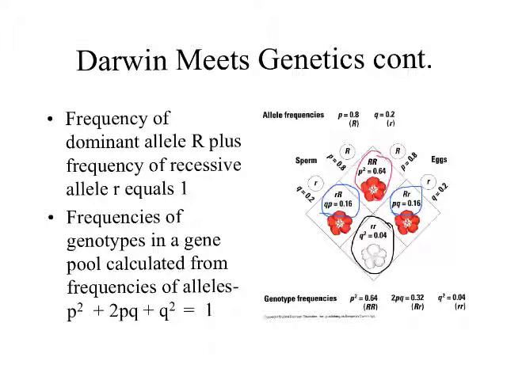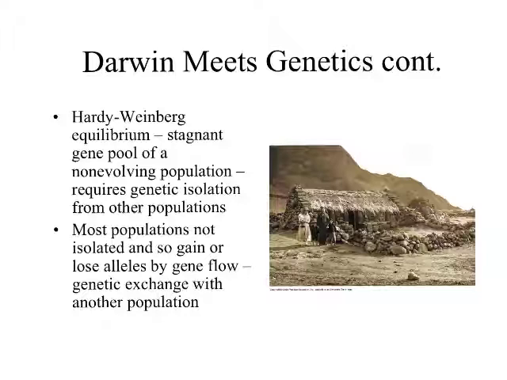So we can figure out the frequencies of these alleles in a particular population if we know the frequencies that we start with. After some matings over time, we can figure out the gene frequencies that the population will have later. Now, there is a drawback to the Hardy-Weinberg equation. It only applies if there are no genetic mutations and no new individuals entering the gene pool, bringing new genes to it. So the Hardy-Weinberg equilibrium requires a stagnant gene pool of a non-evolving population, with genetic isolation from other populations.